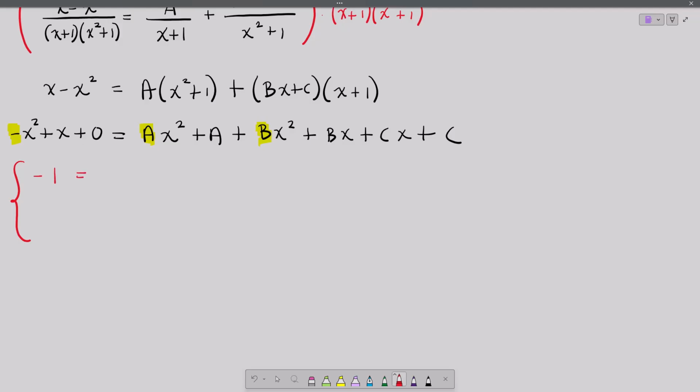Coefficient of x squared on the right, we see ax squared plus bx squared. So you can think about factoring out x squared from these 2 terms, and your coefficient is a plus b. So that will be our right-hand side for that equation.